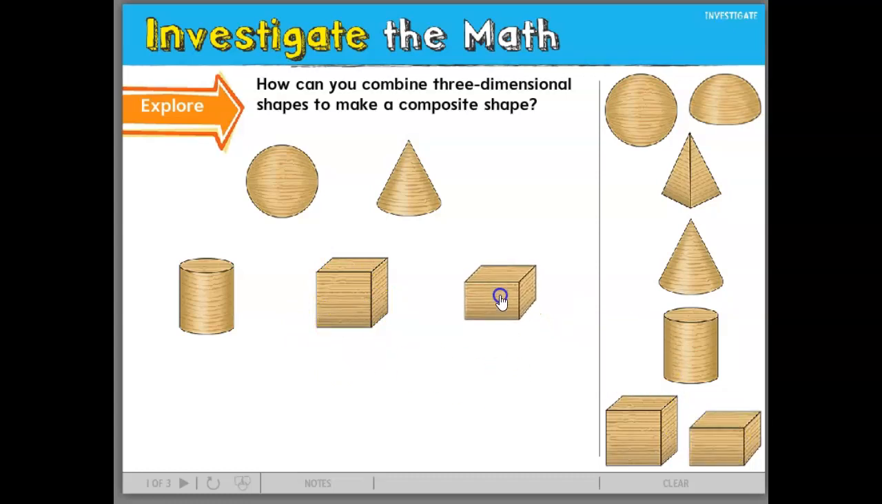And then we've also talked about a rectangular prism. It is a lot like a cube, except the faces of it are shaped like rectangles. And it has the same number of faces and vertices as a cube. So again, there's 6 faces and 8 vertices.